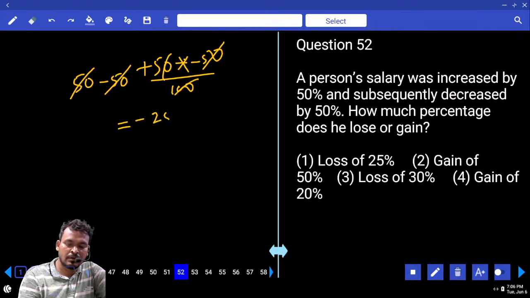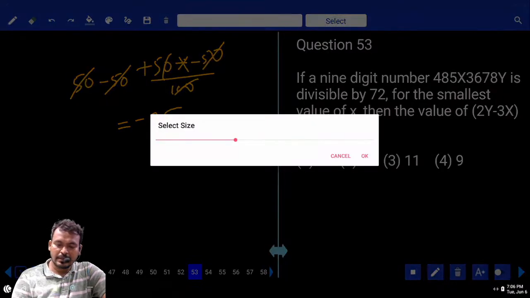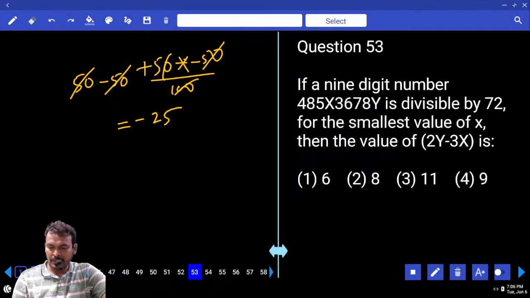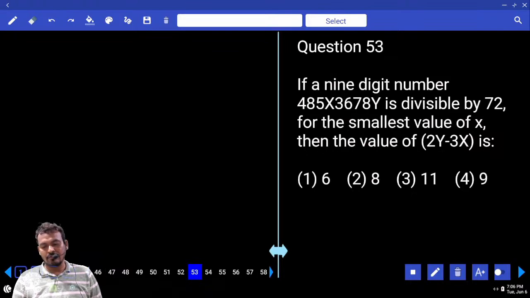What is the answer? Minus 25. Next, 53. A 9-digit number 485x36785y is divisible by 72, for the smallest value of x. Then find the value of 2y minus 3x.